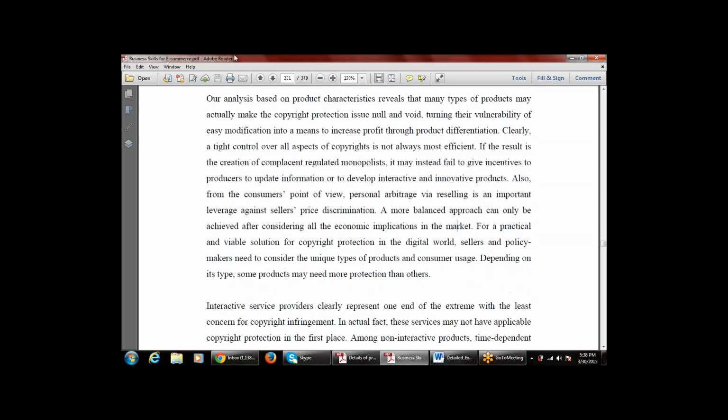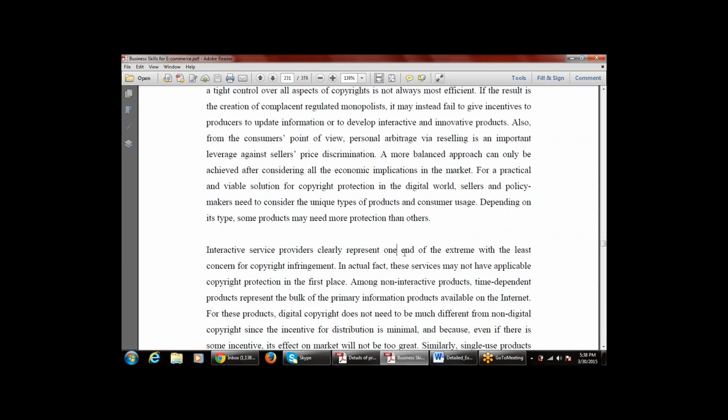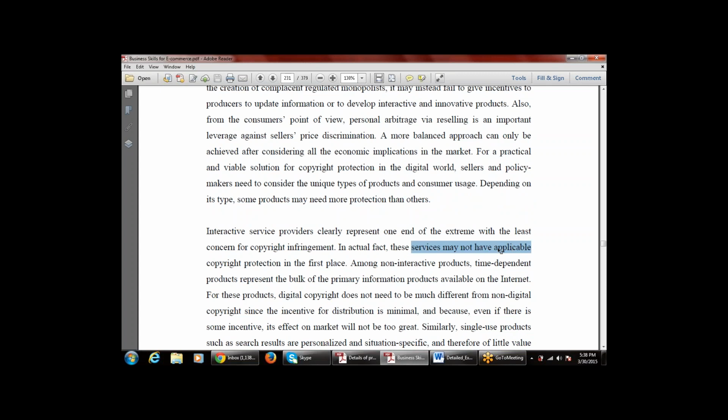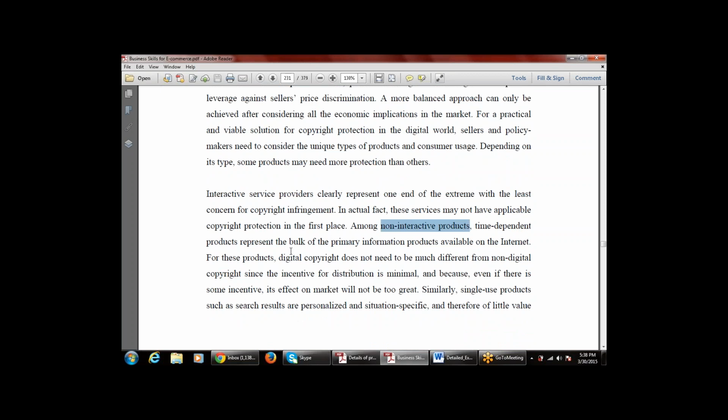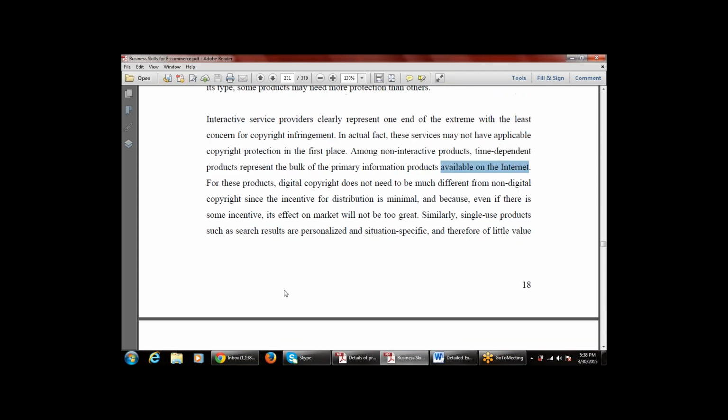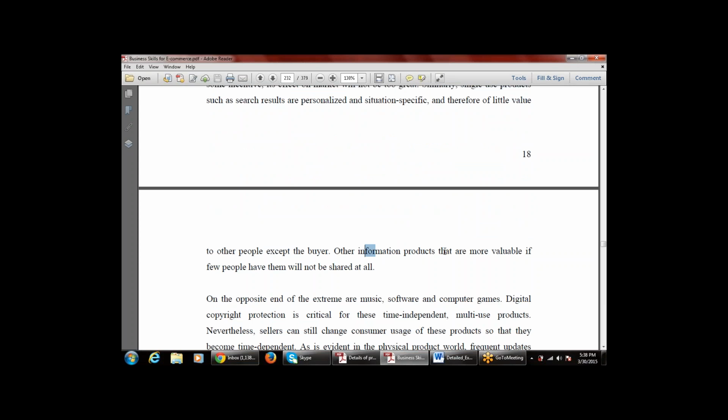Next, interactive service providers clearly represent one end of the extreme with the least concern for copyright infringement. In actual fact, these services may not have applicable copyright protection in the first place. Among non-interactive products, time-independent products represent the bulk of the primary information products available on the internet. Other information that is more valuable if few people have it will not be shared at all. So this is only the theory: if any product is unique, not duplicated, and very valuable, it is applicable for digital certificates.